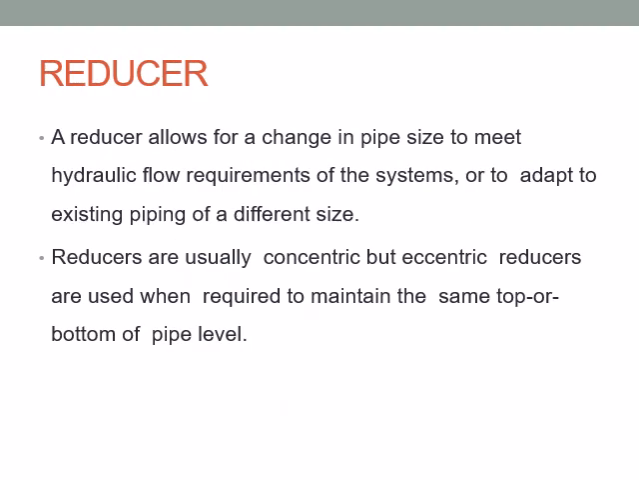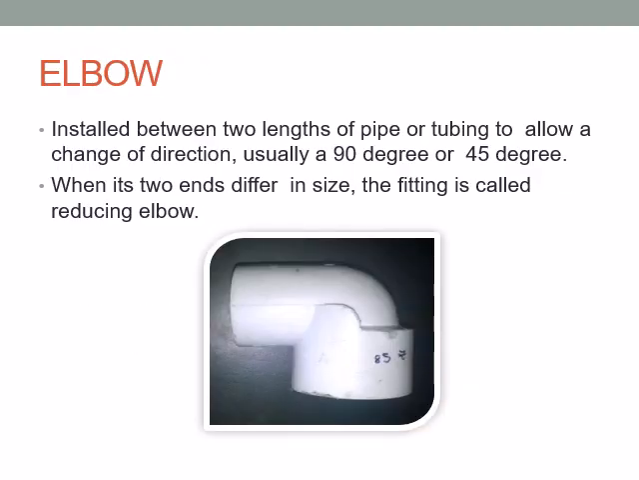Then the reducer allows for the change in pipe size to meet hydraulic flow requirements of the system or to adapt existing piping of a different size. Reducers are usually concentric, but eccentric reducers are used when required to maintain the same top or bottom of the pipe levels. Next is the elbow, which is used for the turn of the pipes.